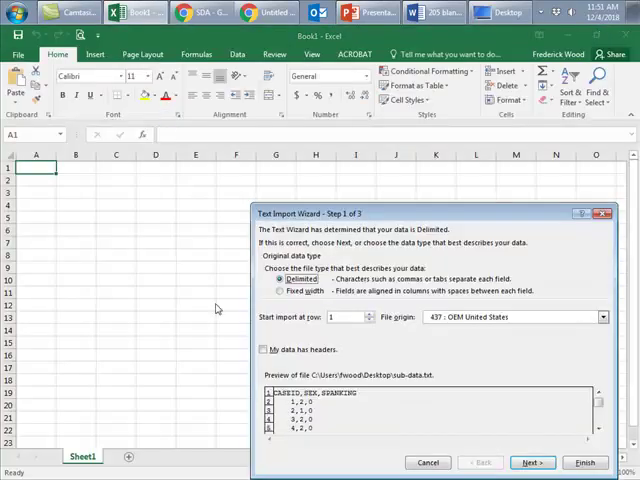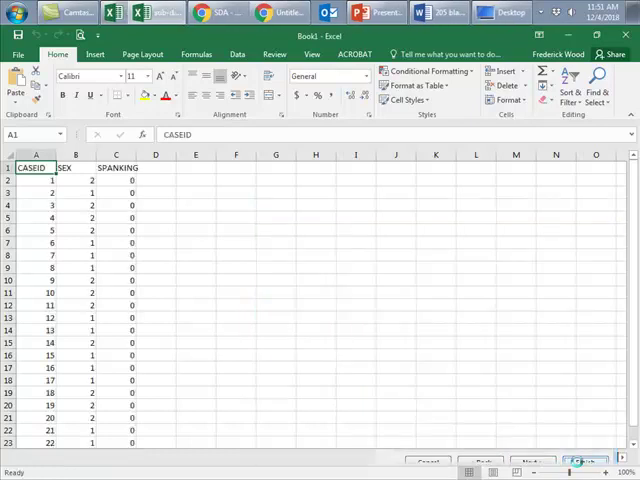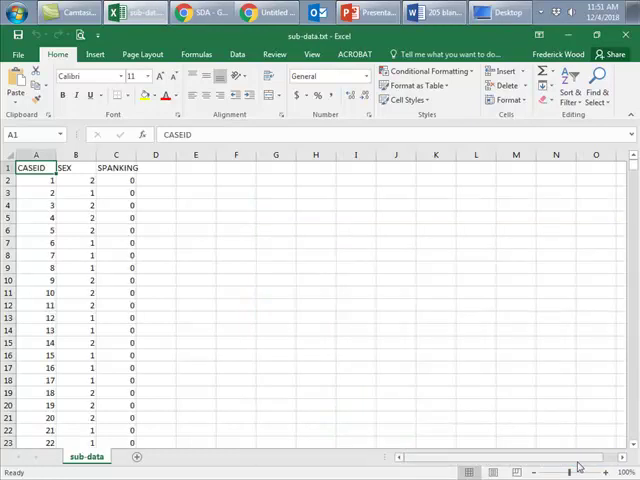And Excel goes, wait a minute, this isn't an Excel file. How am I going to open this? Well, there's a character, like a comma, that separates the rows and the columns. It's a comma. Yep, this looks like my data. Finished. Okay. Now I've got a raw data set.